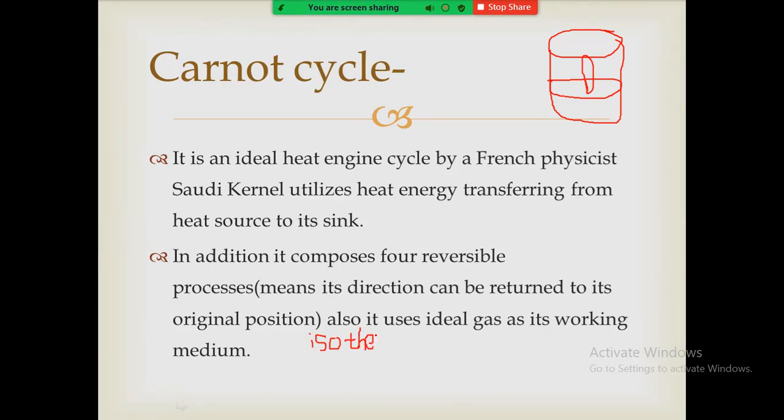so isothermal process, you know all about the isothermal process in thermodynamics. Isothermal expansion is the process where there is a constant temperature in this system. Constant temperature means what? There is no change in the temperature of the system. Whenever this piston is going upward, there is isothermal expansion.